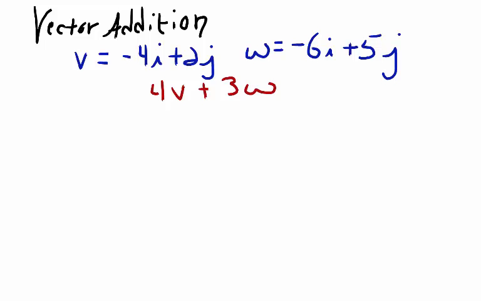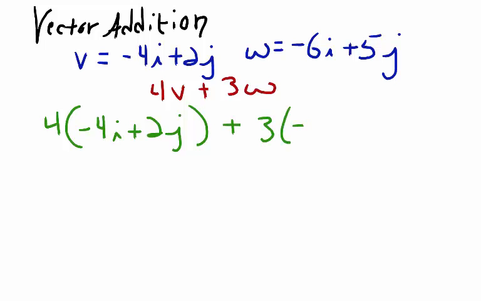Before we add the vectors, we need to find the scalar products of 4v and 3w. So 4 times vector v plus 3 times vector w. So we distribute the scalar throughout each vector.